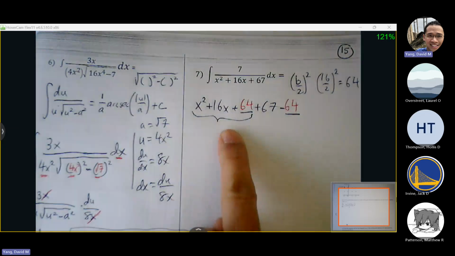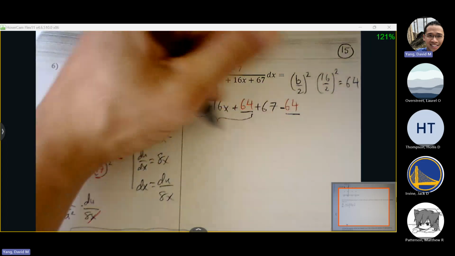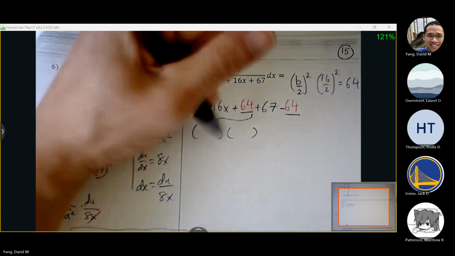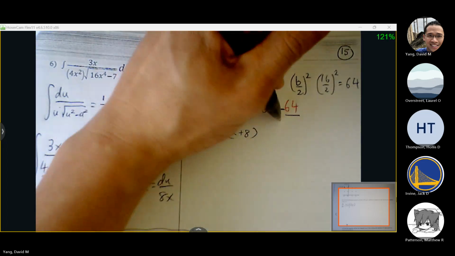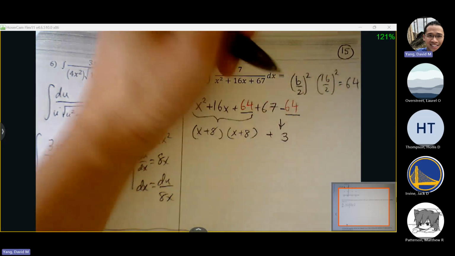Okay, this should factor nicely. Multiplies to be 64, adds to be 16. Should be the same numbers, right? 8 and 8. And this ends up being just plus 3.